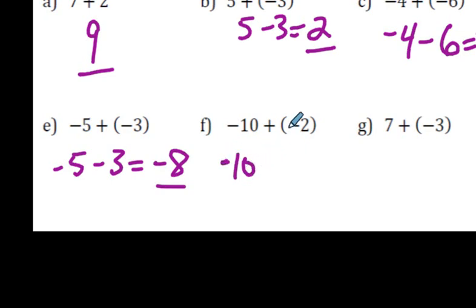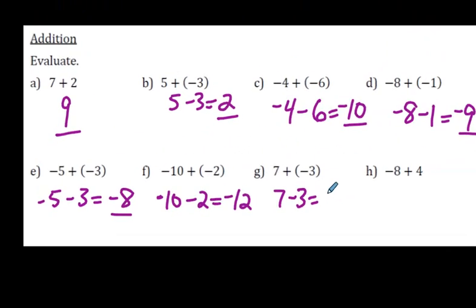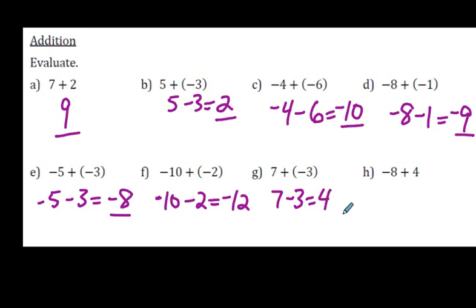Okay, negative 10. We've got a double sign here, plus and a minus. That's going to become a minus. Negative 10 minus 2 is negative 12. Is this becoming easy for you? 7 minus 3 is, careful, it's 4.